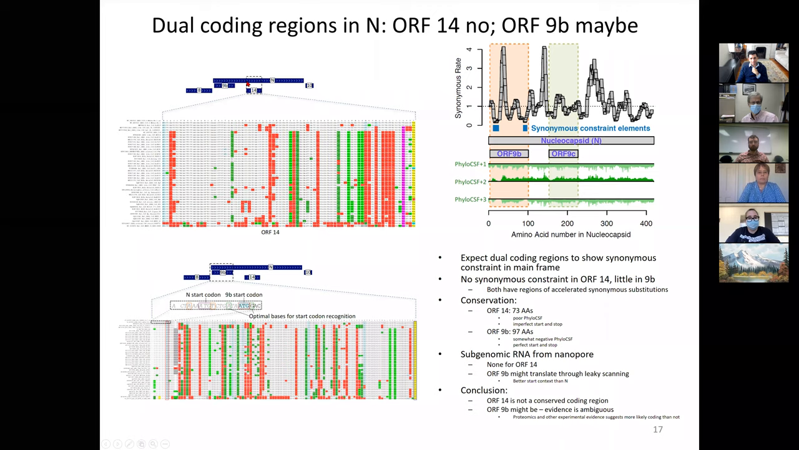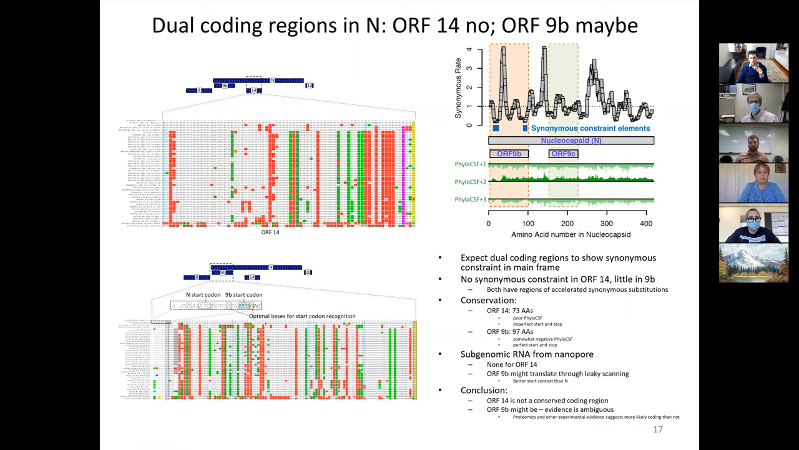And as you can also see, the synonymous constraint elements, which we can define based on nucleotide level constraint in the third codon position, and more generally in the synonymous positions of protein coding regions.